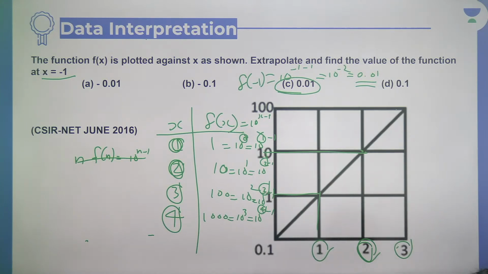Extrapolate the graph means extend the graph. Extend the graph for x equal to minus 1. Graphically you can extend it, but that will take time. That is why I have arithmetically extended it by understanding the common rule.